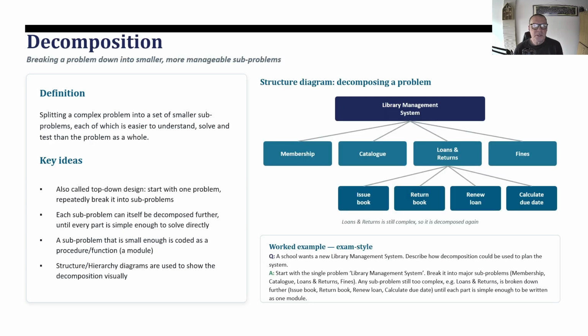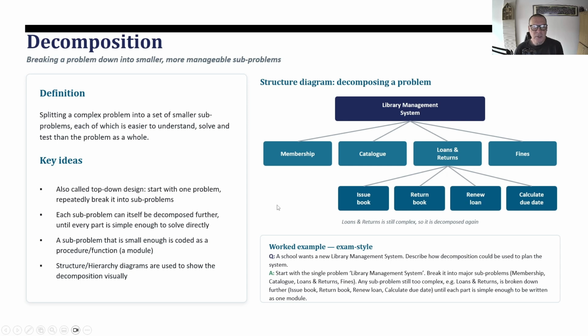Then we have decomposition. And decomposition is about breaking complex problems down. So a definition might be splitting a complex problem into a set of smaller sub-problems, each of which is easier to understand, solve, and test than the problem as a whole. Sometimes referred to as a top-down design.